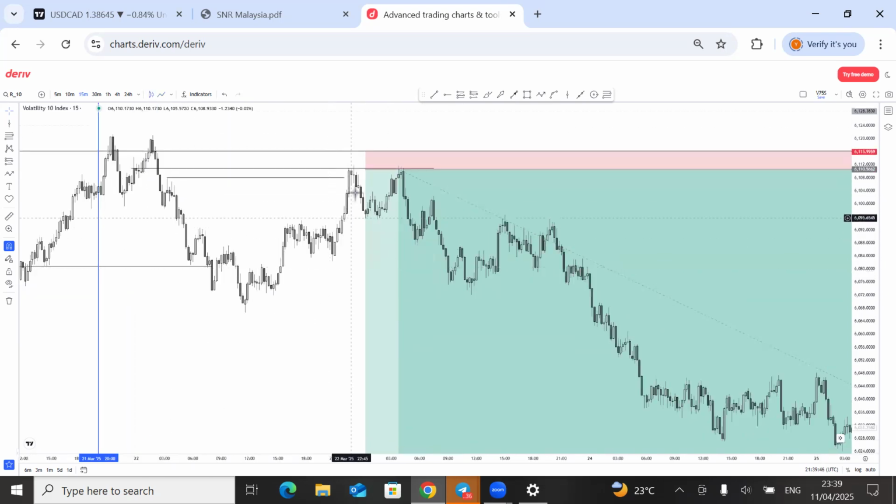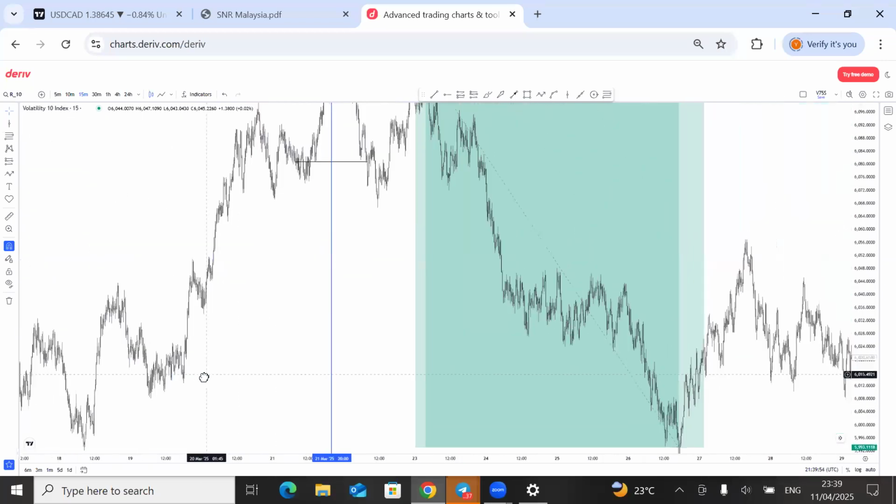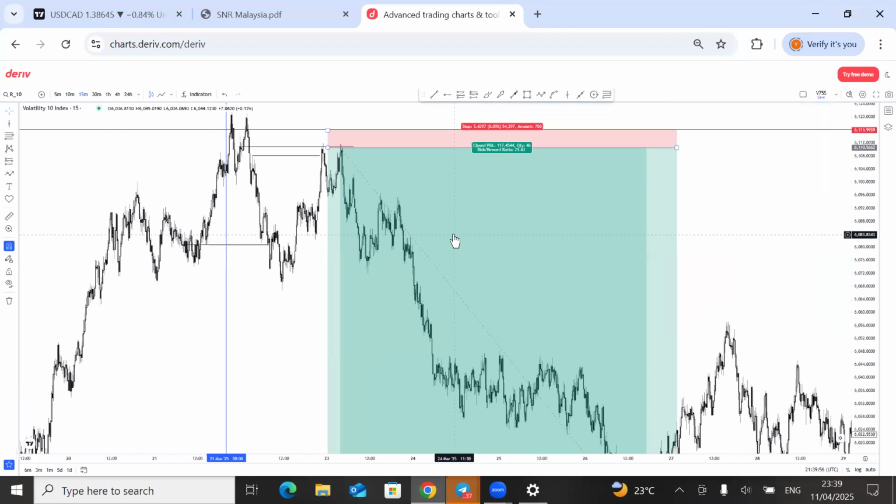What happened? Price came, tapped here. This was the first tap. We could start selling from here, came back here, and we had price down to the downside. This was 1:21 risk to reward. That's a very, very high risk to reward, 1:21.